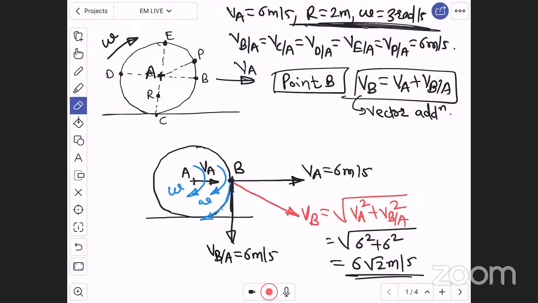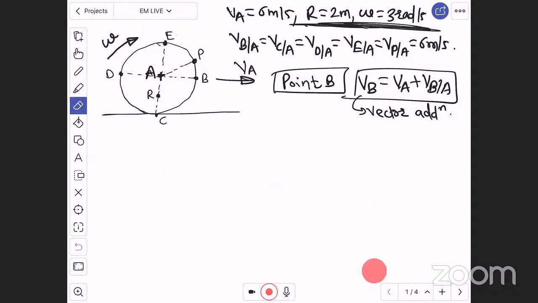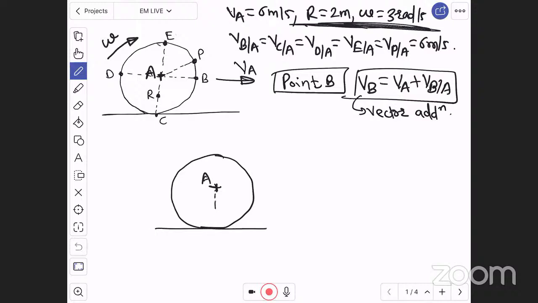Let us find velocity of point C. Now, here, this is a wheel. You can see this is a wheel having center at A. A is the center of the wheel, and here it is at the ground. There is C point. C point is a point of contact between ground and wheel. We can say point C is the point of contact between wheel and ground, right?